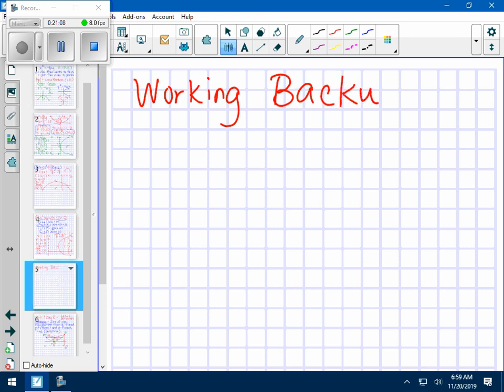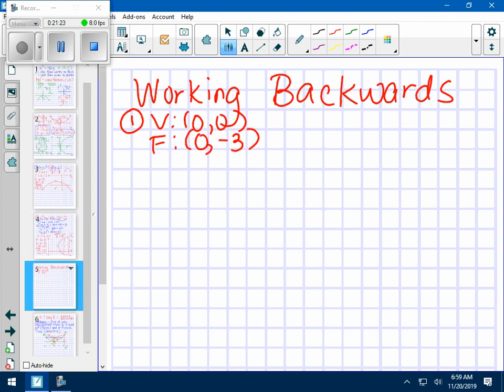So what I mean by that is if I gave you some information about the parabola, could we come up with its equation? All right, so if I told you, hey, the vertex is at 0, 0, and the focus is at 0, -3. I won't make us sketch the entire graph, but I do think there is some benefit to sketching part of what's going on here.